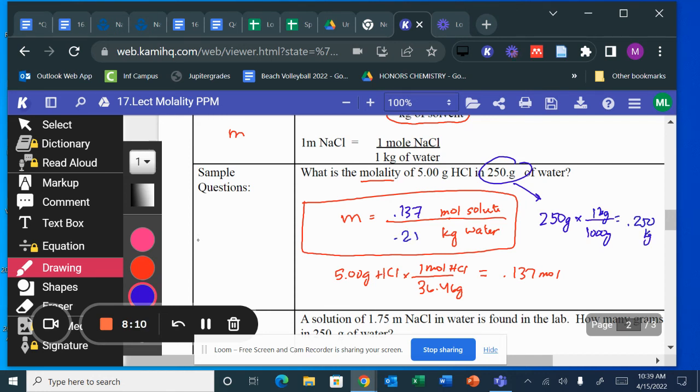Put that here, and you have your answer. I'm sorry, no, that's not molality. Oh no, molality is 0.548, yes. Molal. Okay, very simple.